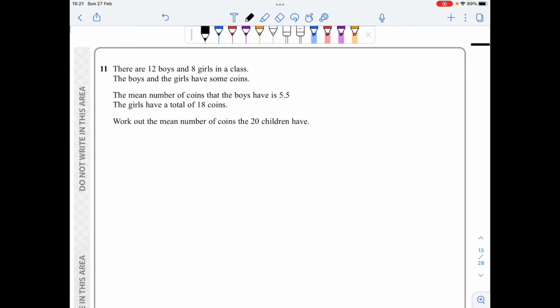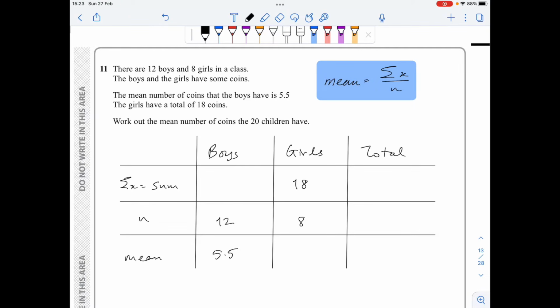For question 11, let's first remind ourselves about the formula for the mean. The mean is equal to the sum of the x, that is the observations, divided by n. And let's summarize all the information we're given on the table. Now, if I have a total of 12 boys and 8 girls, it means that I have a total of 20 children.